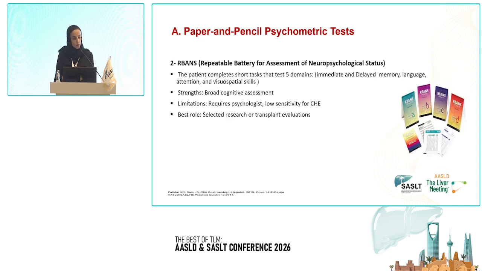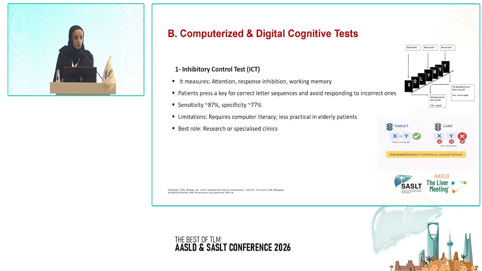The second test under the same category is repeatable battery for assessment of neuropsychological status. Again, our patient will be asked to complete 5 tasks to assess their memory, the immediate and delayed memory, language, attention, and visual. It's a very strong test. It's limited because it requires psychologist assessment. It can be used in selected research centers and can be used as transplant evaluation as well.